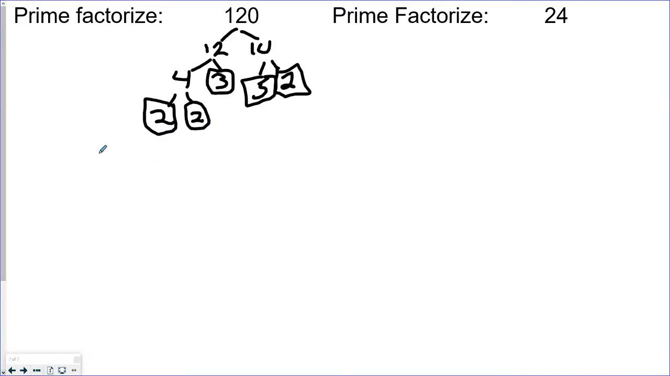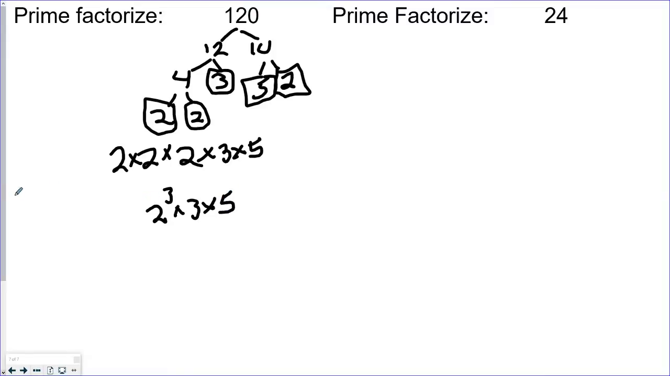So my final prime factorization is 2 times 2 times 2, because I have 3 2's, and times 3 times 5. Or put another way, 2 cubed times 3 times 5. Either way would be okay. But again, this is kind of like the DNA of 120. 120 breaks down to these numbers here, and that's it. So both these answers would be just fine.